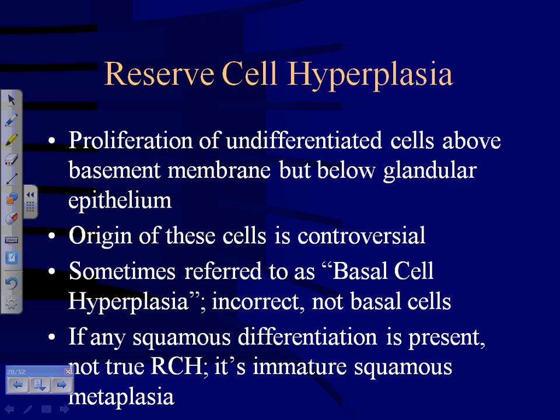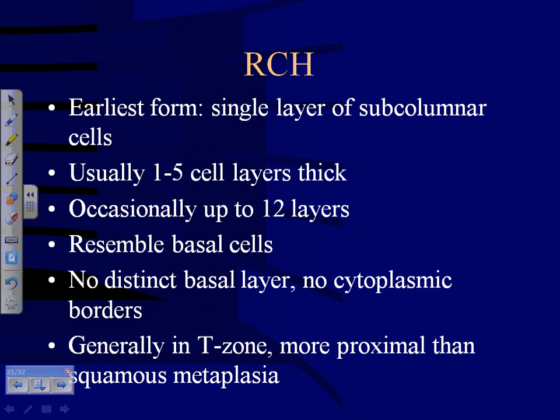So sometimes this entity is referred to as basal cell hyperplasia, but it's in the endocervical epithelium. That's not really a histologically correct term. They're really formally referred to as reserve cells. Now, if any squamous differentiation is present, it's really not reserve cell hyperplasia. In that case, it's actually immature squamous metaplasia, and we'll talk about that too.